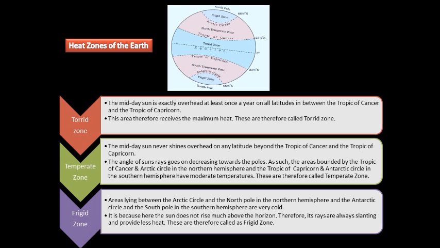Whereas the areas between the Arctic Circle and the North Pole and between the Antarctic Circle and the South Pole are permafrost in condition. They do not receive any direct sun rays during the entire year. So the frigid zone, areas lying between the Arctic Circle and the North Pole in the northern hemisphere and the Antarctic Circle and the South Pole in the southern hemisphere, are very cold. It is because here the sun does not rise above the horizon. Therefore, its rays are always slanting and provide less heat. These are therefore called the frigid zone or permafrost zone.